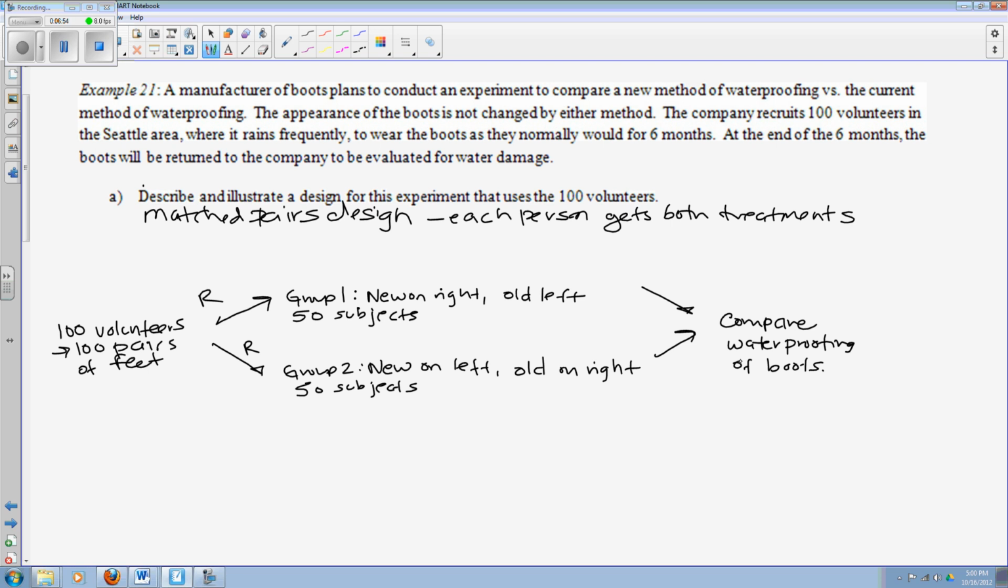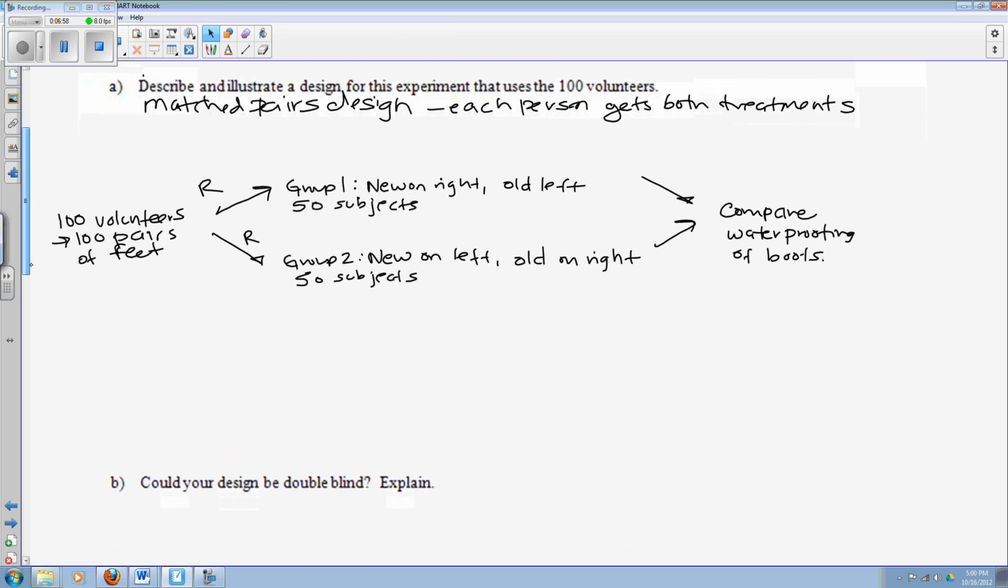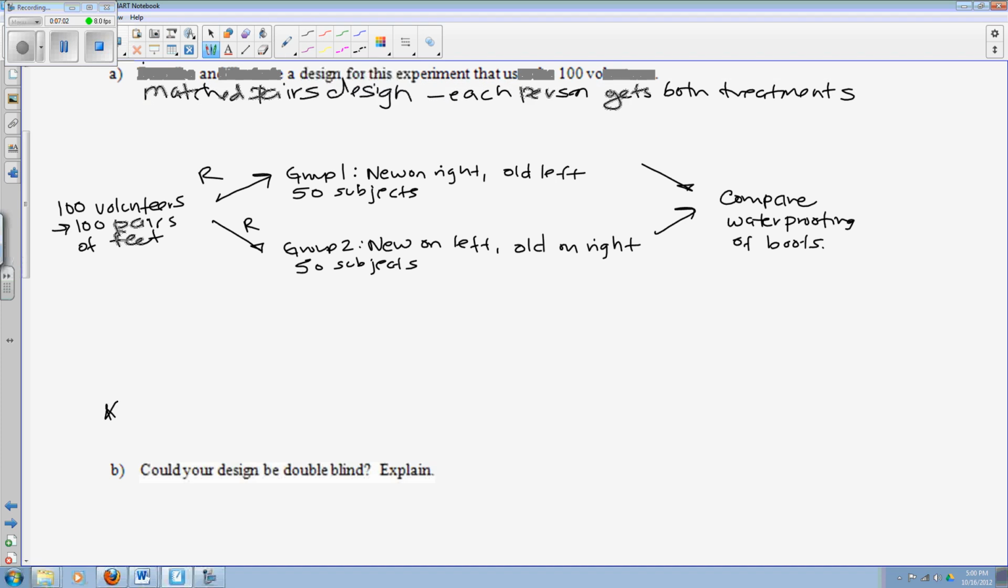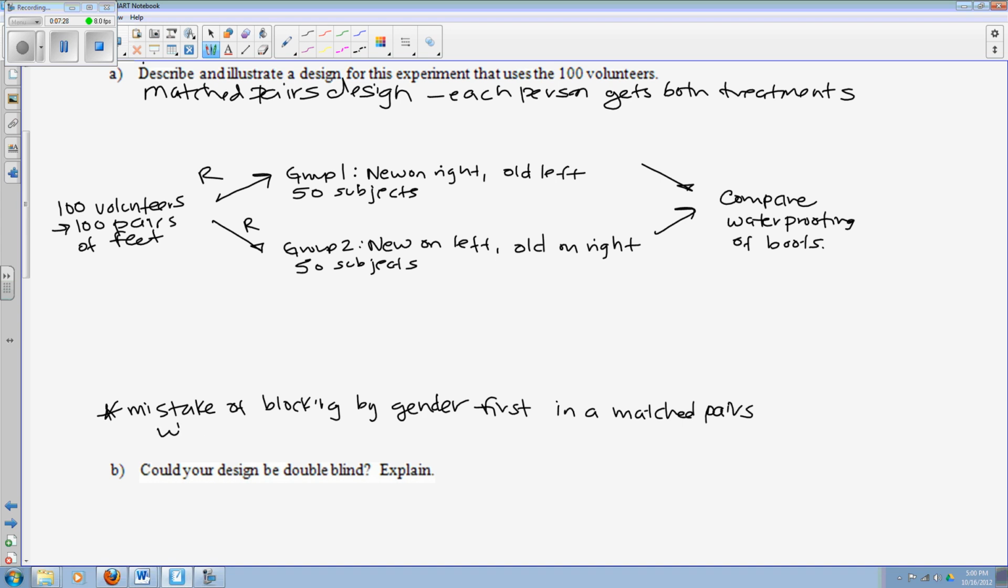Something that comes up in this, a lot of people end up trying to block. This is a side note on problems that you'll see in the future, on quizzes and tests. A lot of people make a mistake of blocking by gender or by something else first in a matched pair situation, where you are your own pair, or where each person is their own pair. Why is that incorrect to block by gender first if you are going to be your own pair? Why is that not required? Can we see why?